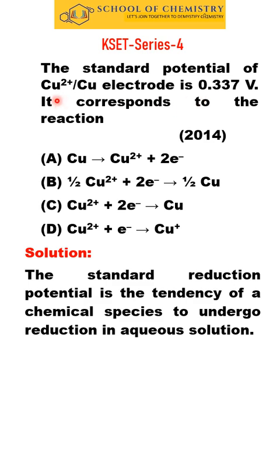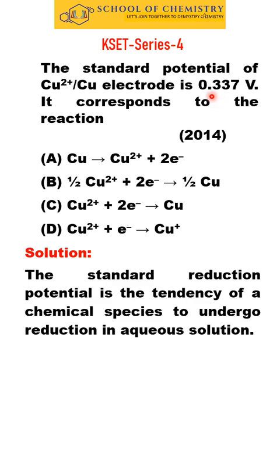So in this case, it is Cu2+ to Cu reduction, which you can find in option C. Cu2+ is accepting 2 electrons to give you solid copper. It is undergoing reduction. So the tendency of this particular species, Cu2+, to undergo reduction in aqueous solution under standard conditions is given by the value 0.337, right?